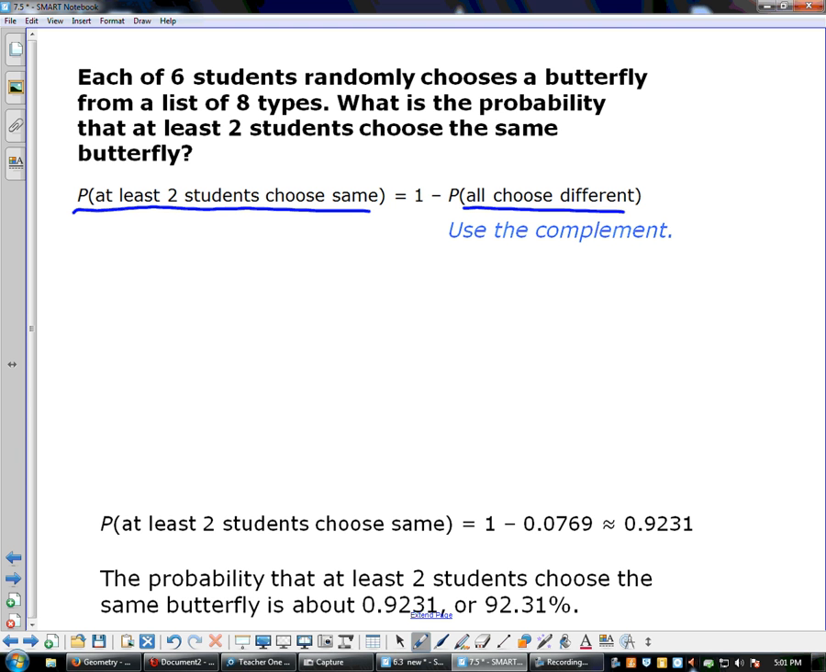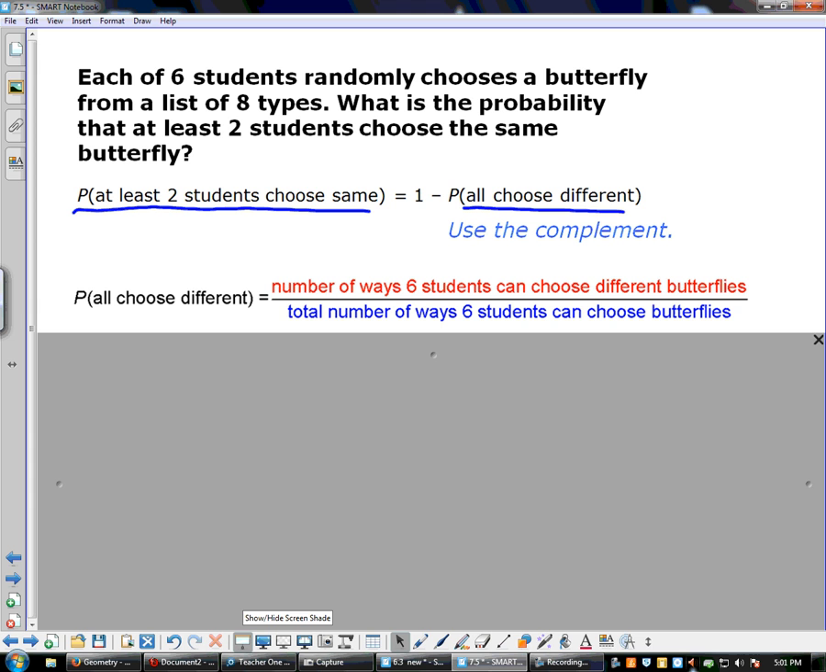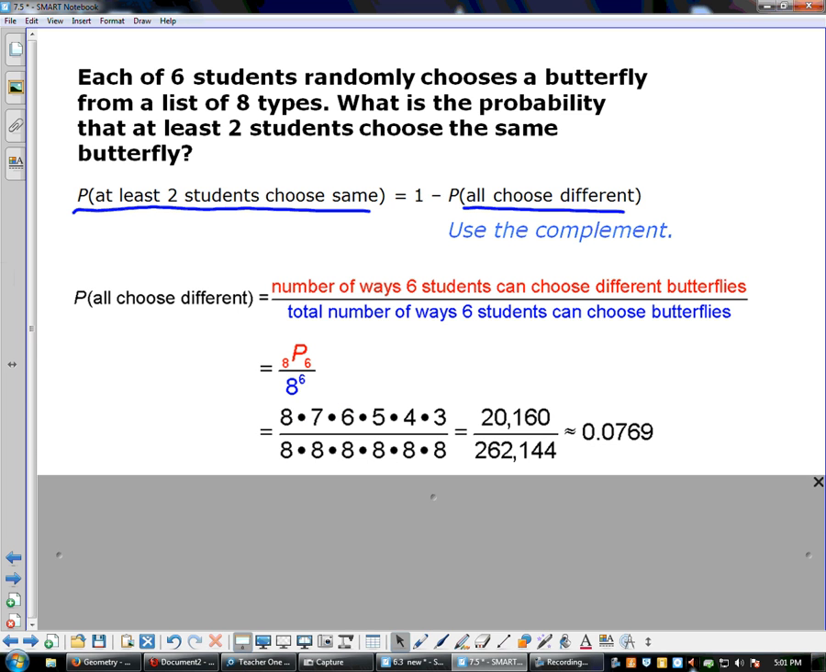So we need to think about how all the students could choose a different butterfly. Well, there are 6 students, and they each have 8 choices. So my total number here is if each of those students had 8 different options. We're going to click on this and cover up part of this as we talk through it. We have the total number of ways they can all choose, and then on top, only the ways they could choose different butterflies. Since there are 8 choices for each student, my 6 students all had 8 choices. So that multiplies to my total here as 262,144. That's all the different options they have.